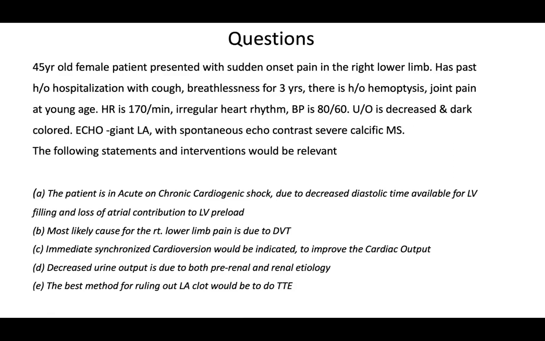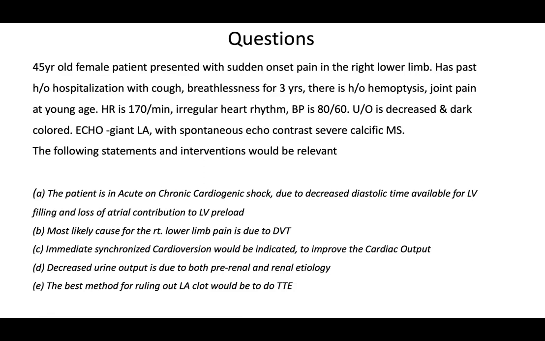I cite one more example. This is a 45-year-old female presented with sudden onset pain in the right lower limb, with past history of hospitalization with cough and breathlessness for 3 years, history of hemoptysis, and joint pain at a young age. Heart rate is 170, irregular heartbeat, BP is 80/60, urine output is reduced and dark colored. Echo shows giant LA with spontaneous echo contrast showing severe calcific MS. Now, which of the following statements do you think are true or false?